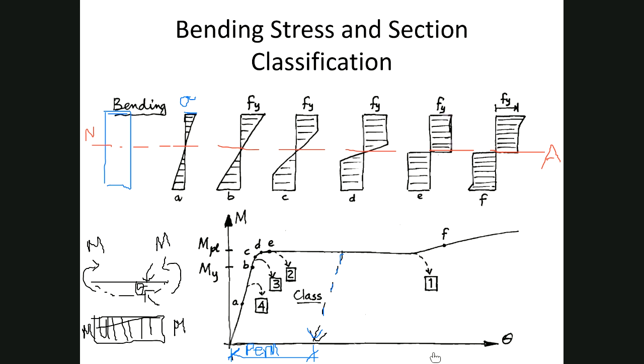So the first thing we want to do is classify each part of the section. So we want to classify the flanges and the webs, the compression flange and the web in an I section, to see how susceptible it is to local buckling. Can we get full plasticity, or are we going to get local buckling early? And of course, the more slender an element is, in other words, the length divided by the thickness, the larger that is, the more susceptible it is to local buckling.